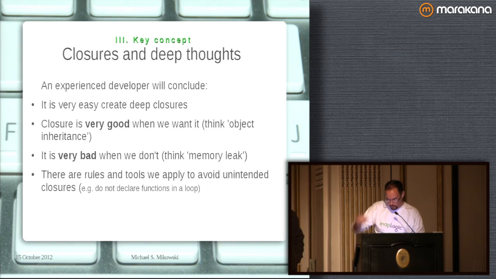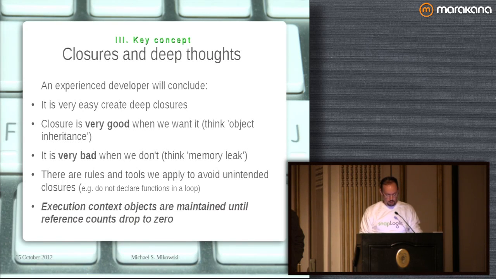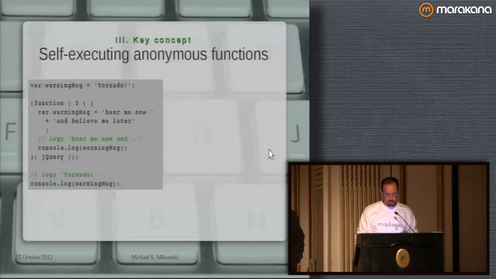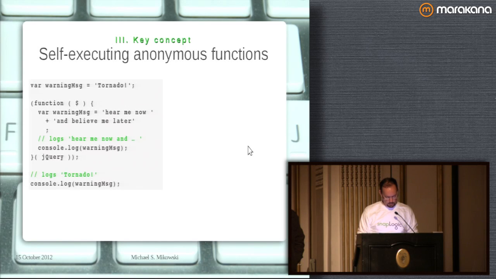There are rules like the one I just mentioned to help avoid unintended closures, like don't declare a function in a loop. And the final point, which I've mentioned before, is that the execution context objects are always maintained until you get that reference count to 0. So think of an execution object like a file system.